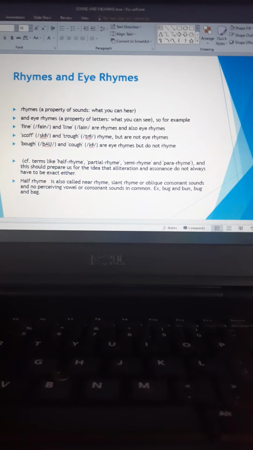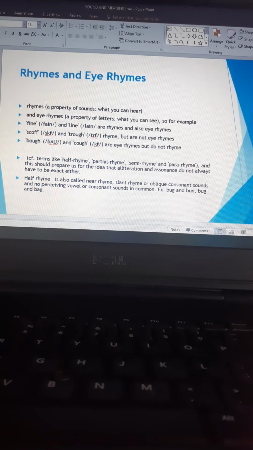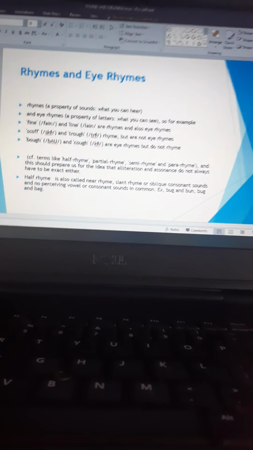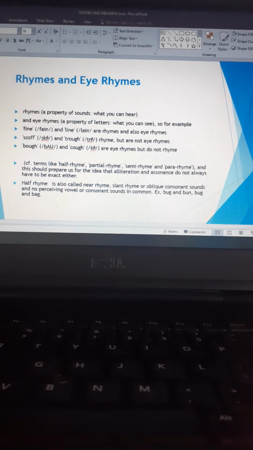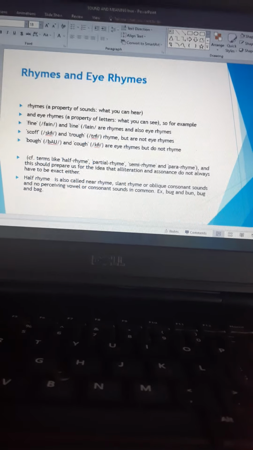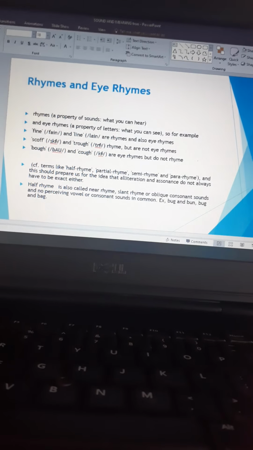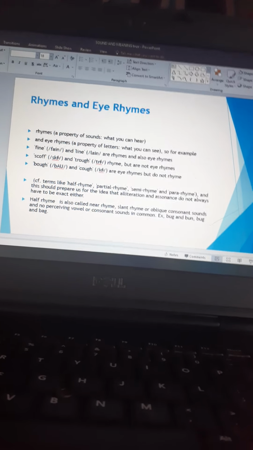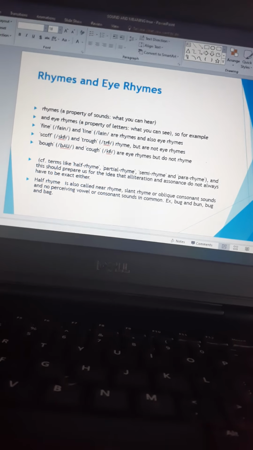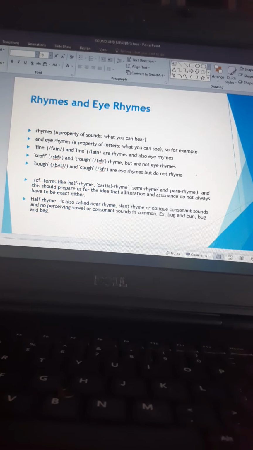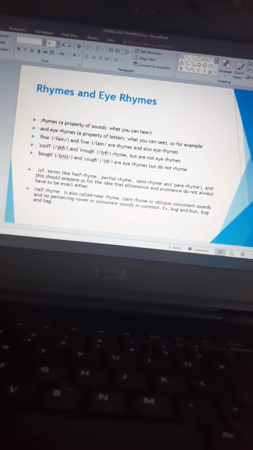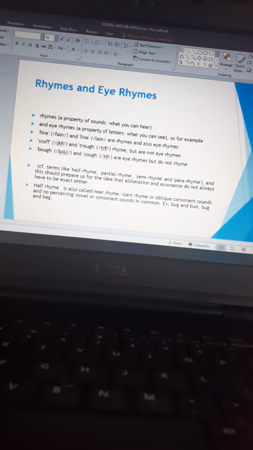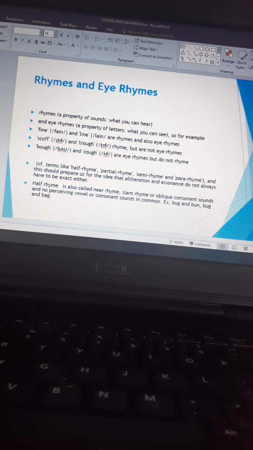The words scarf and laugh also rhyme but are not an eye rhyme. The words bone and calf have an eye rhyme but do not rhyme. Terms like half rhyme, partial rhyme, semi-rhyme, and para-rhyme should prepare us for the idea that alliteration and assonance do not always have to be exact either.